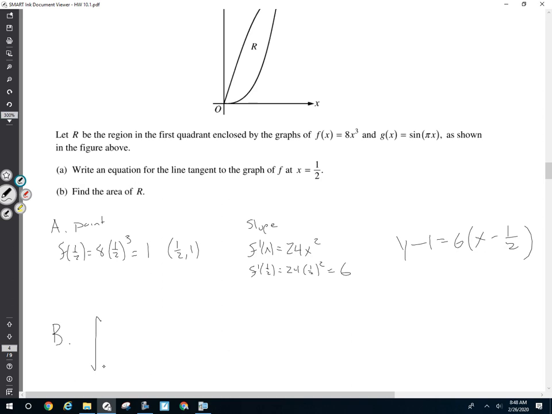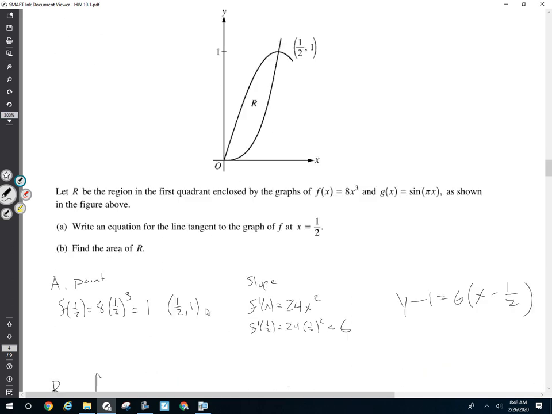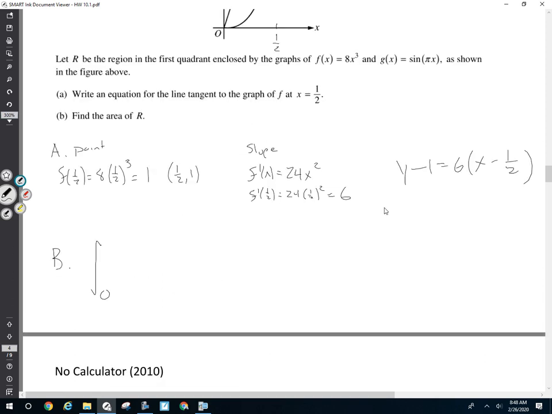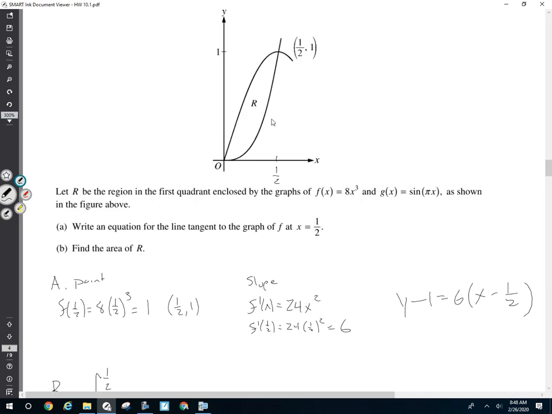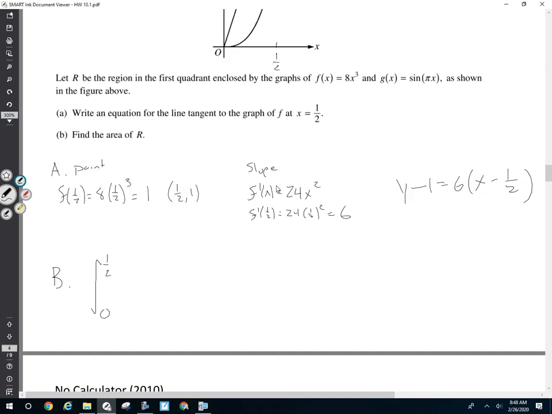All right, find the area. I see 0. I see it intersects at x equals 1/2. They give me that. That's very nice of them to do that. So 0 to 1/2 of the top minus the bottom. How do I know which one's the top minus the bottom? You got to know that x cubed is this graph, and then the sine is going to be that graph. So you got to be able to figure that out. So I got sine pi x minus 8x cubed. You have to do this without a calculator.